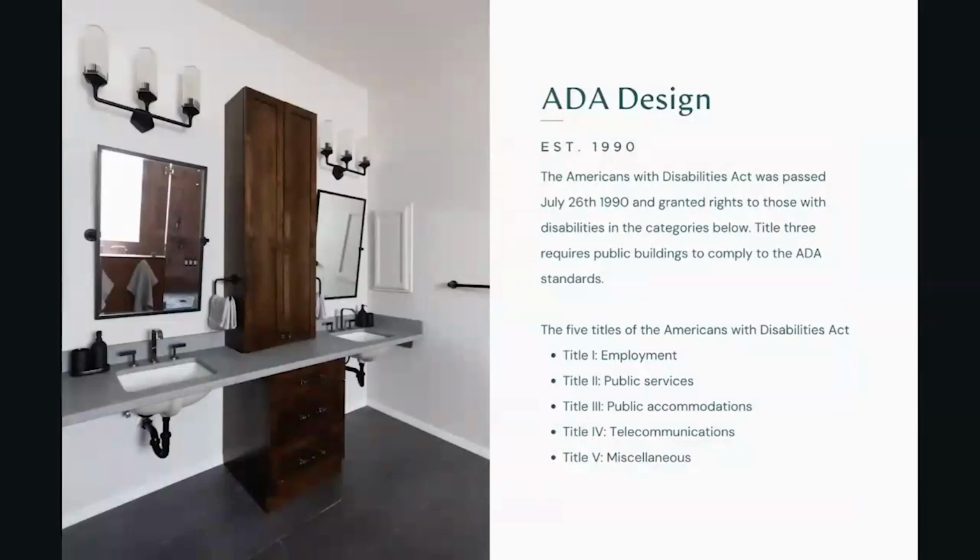Starting with ADA design. The Americans with Disabilities Act was passed in 1990, so it is about 35 years old now. It granted the rights to those with disabilities in multiple categories, which are listed here below. The first category is employment, offering equal employment opportunities for those with disabilities, then public services, public accommodations, telecommunications, and a miscellaneous category. Now, the ADA is a living document and it does get added on to over time as well, but these are the five titles that it started out with.